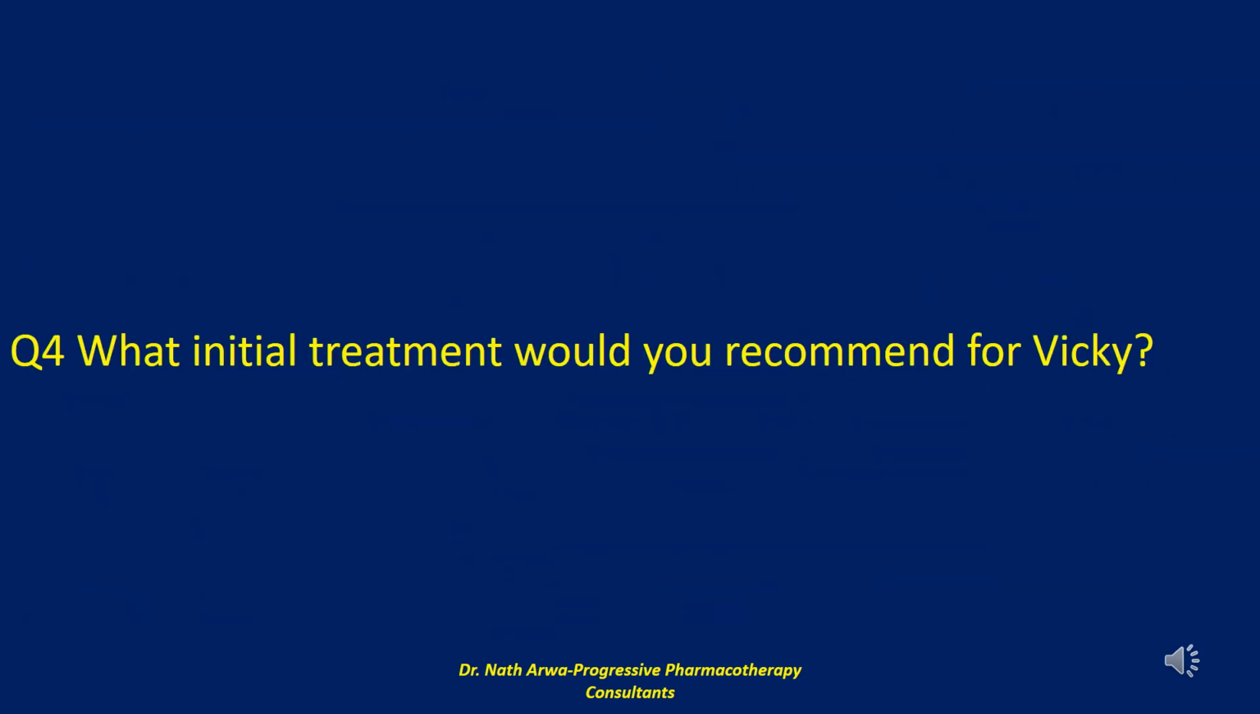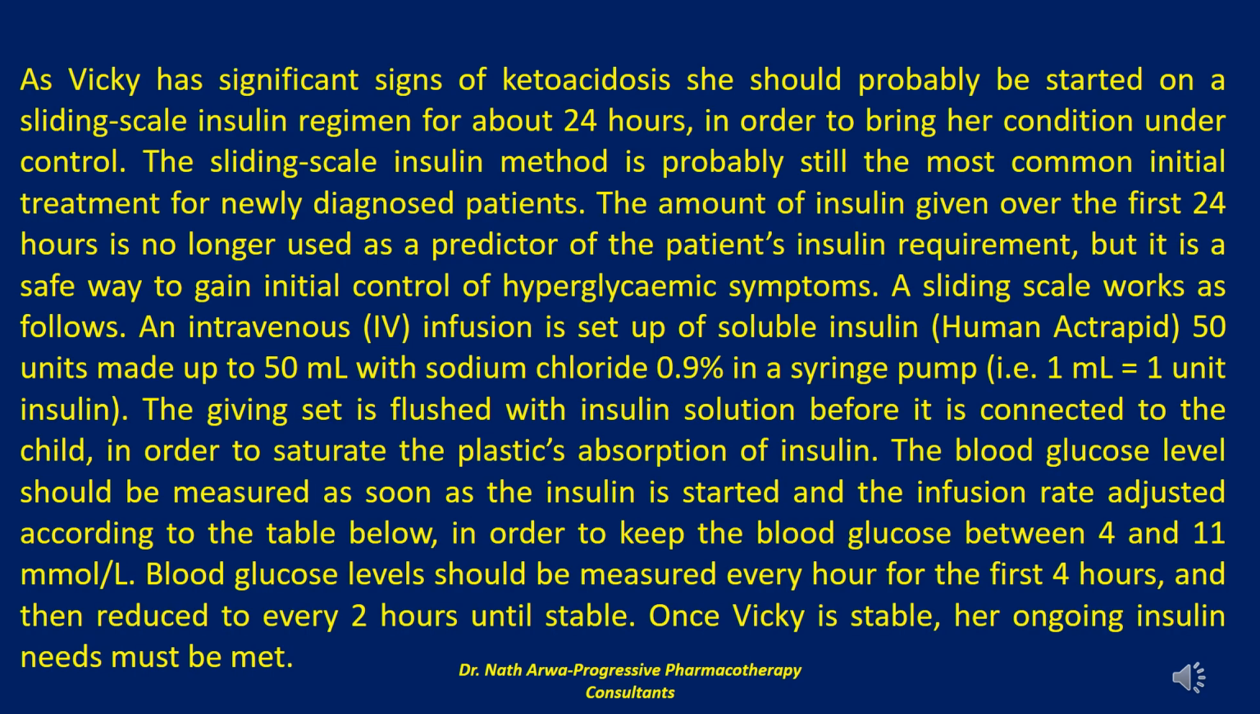Question 4 reads, what initial treatment would you recommend for Vicky? As Vicky has significant signs of ketoacidosis, she should probably be started on a sliding scale insulin regimen for about 24 hours, in order to bring her condition under control.